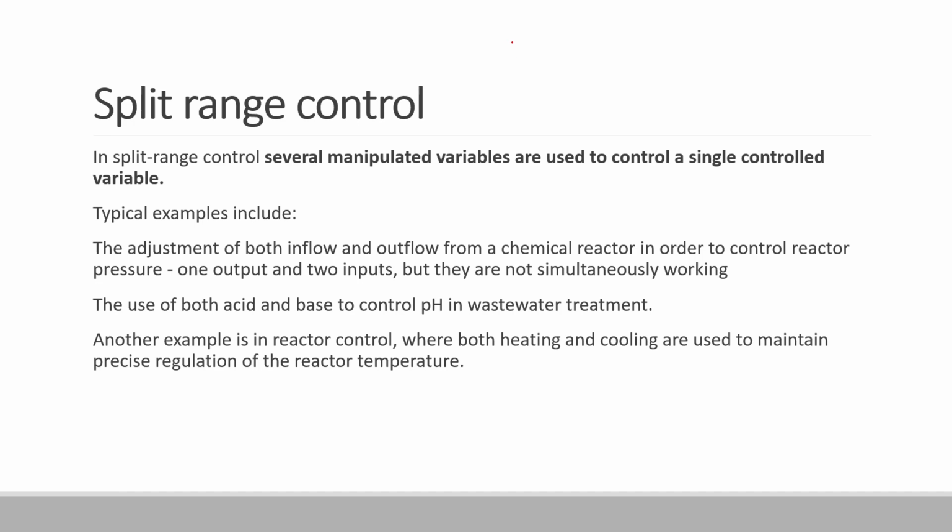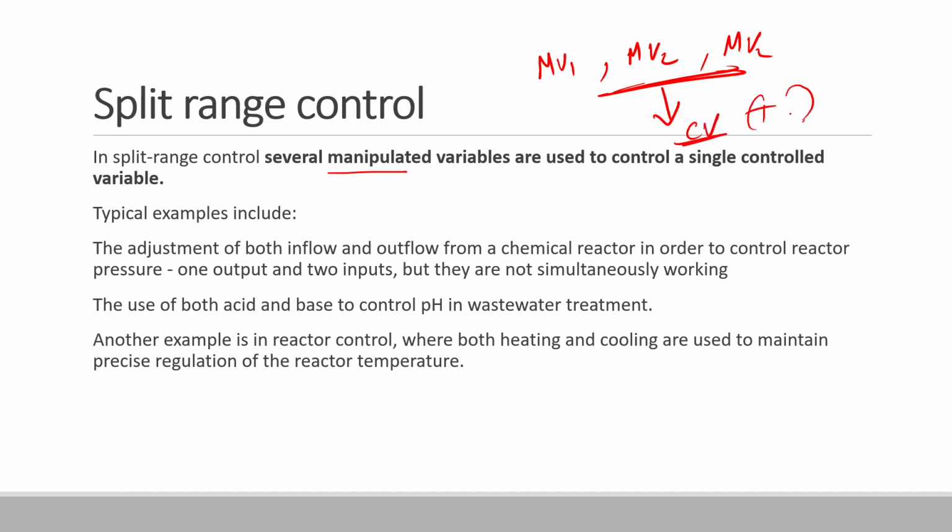So in the earlier case, if you remember, we were having one controlled variable, that is the temperature of the hot oil, and we were controlling it using 2 different control loops. Whereas in case of the split range control, we can have several manipulated variables that are used to control a single controlled variable. That is, there will be manipulated variable 1, manipulated variable 2, manipulated variable 3, and all these are used to control a single controlled variable that can be, let's say, temperature.